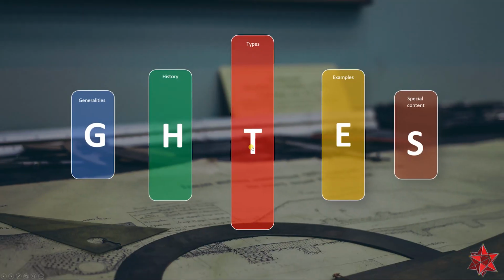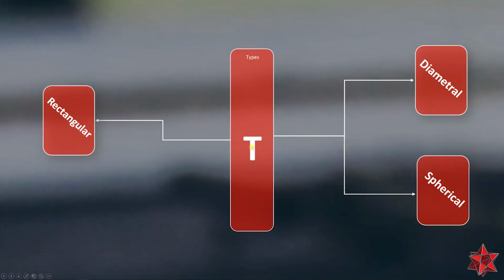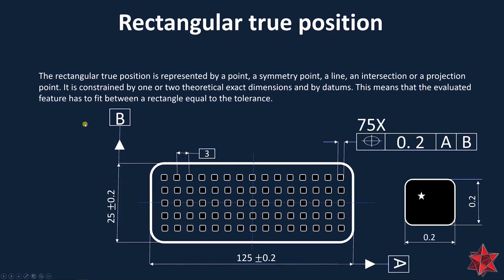Now let's see the types of the true position, and we can see that we have three types of true position: rectangular true position, diametral true position, and spherical true positions. So first, let's check out the rectangular true position. The rectangular true position is represented by a point, a symmetry point, a line, an intersection, or a projection point. It is constrained by one or two theoretical exact dimensions and by datums. This means that the evaluated feature has to fit between a rectangle equal to the tolerance.